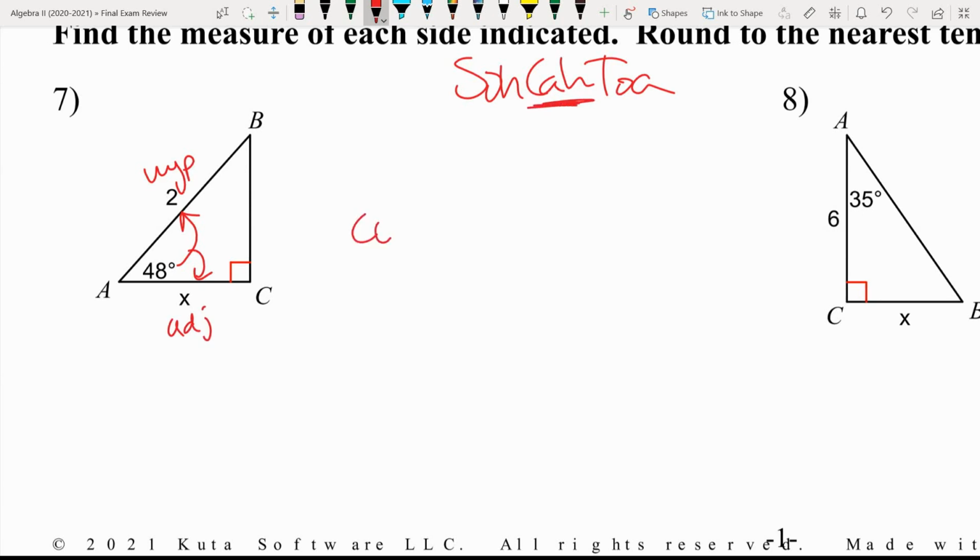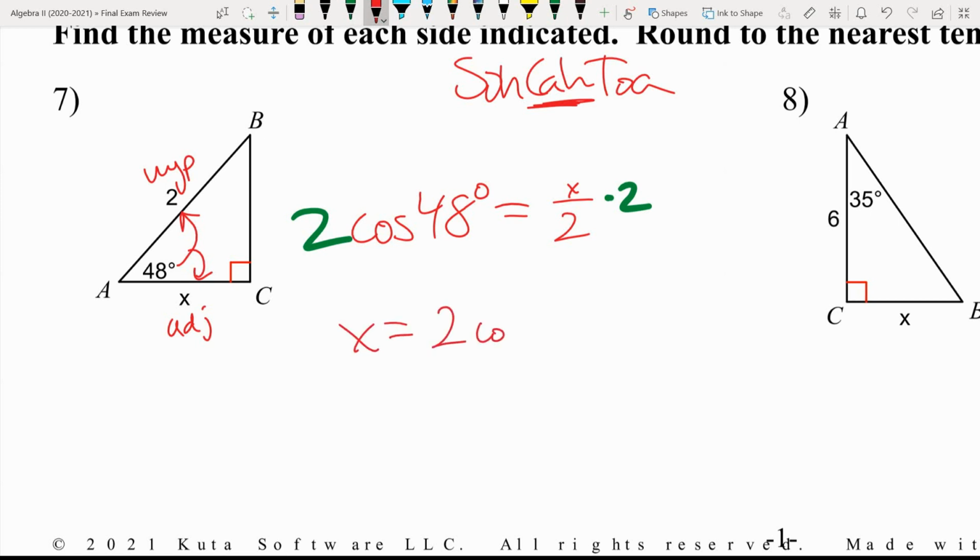So I'm going to say that cosine 48 degrees equals the adjacent side, which is x, divided by the hypotenuse, which is 2. It's a pretty easy equation to solve. All you have to do is multiply both sides by 2. So x is just going to be equal to 2 cosine of 48 degrees. That's all you have to plug into your calculator. Just make sure for 48 degrees, your calculator is in degrees mode. Like I said, I'm not going to go through every single little bit of these. I just want to get them set up so you know how to do that most important step.